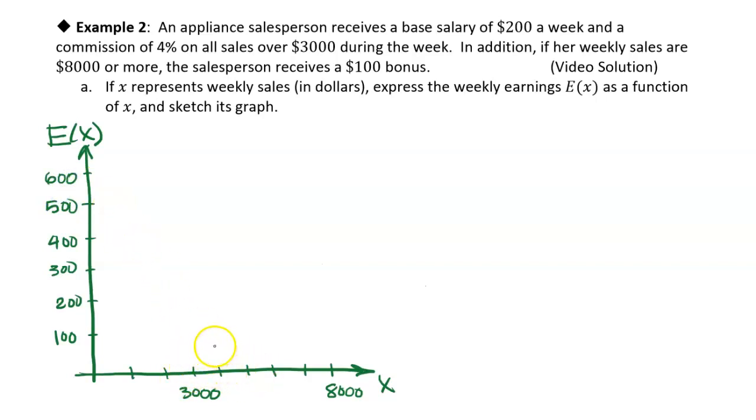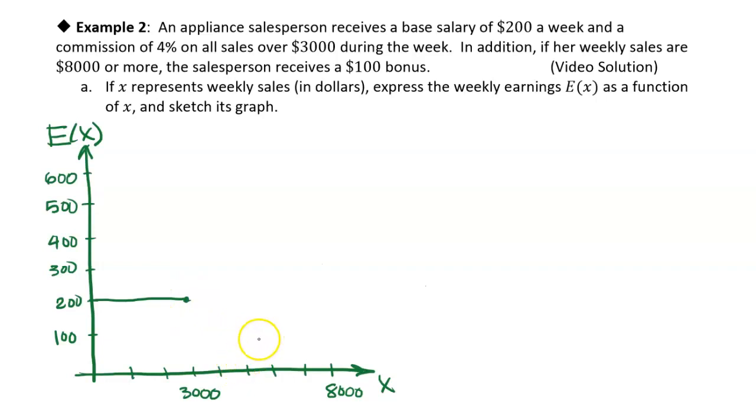So if she doesn't sell anything, she gets her $200 salary, and she just gets $200 until she hits a sales level of $3,000. Once she's sold $3,000, then she starts earning commission. All right. So the first piece of this function is just a flat $200 salary. But then once she hits $3,000 in sales, she starts earning 4%.